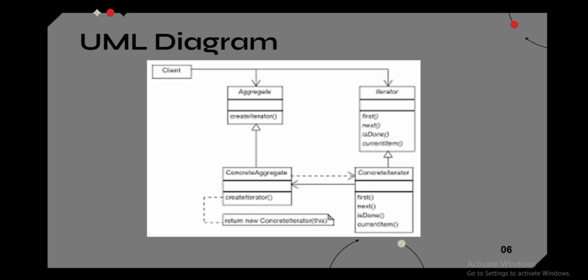In this diagram, the client interacts with the aggregate, which is an object that contains a collection of elements. The client calls the createIterator method on the aggregate to obtain a concrete iterator object, which is the concrete implementation of the iterator interface. The concrete iterator provides necessary methods such as first, next, isDone, and currentItem that allow the client to navigate through the elements of the aggregate.